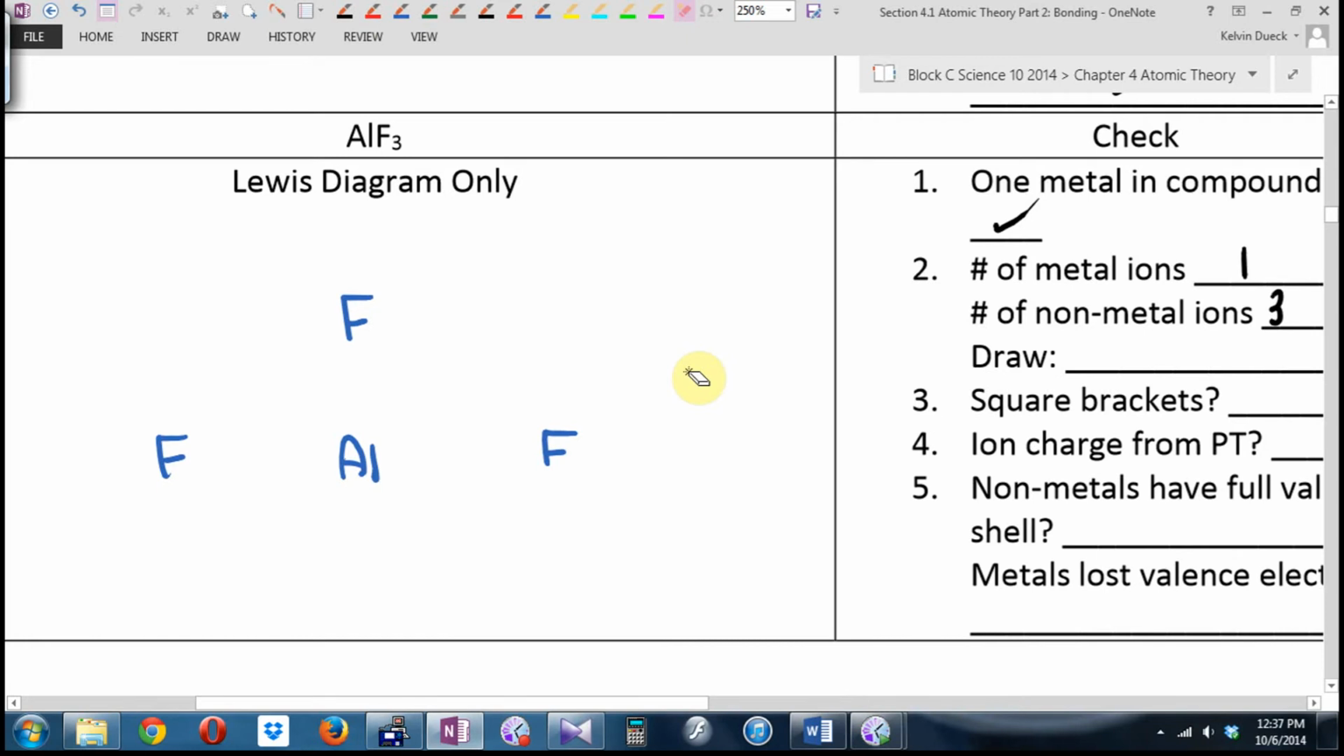Let's do aluminum in the middle. Now, normally for aluminum, I would go like this, 1, 2, 3. But it's an ion. So how many electrons does it have in its outer shell because it's a metal? Did I say ion? What's the charge on aluminum?